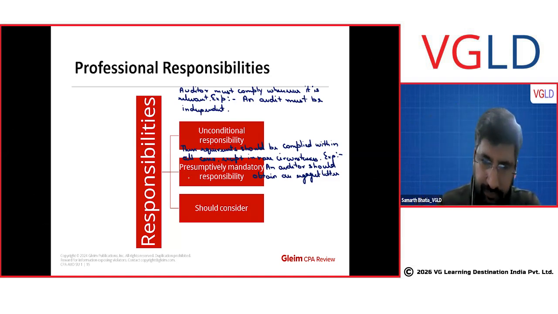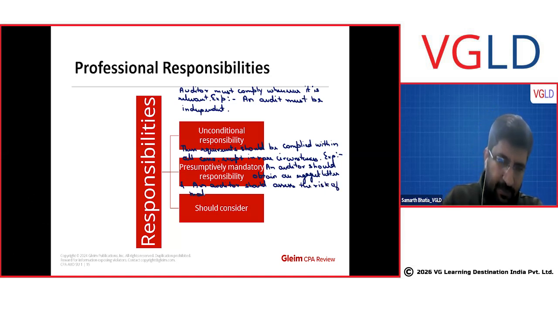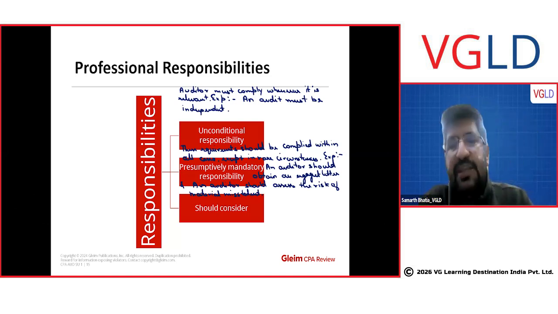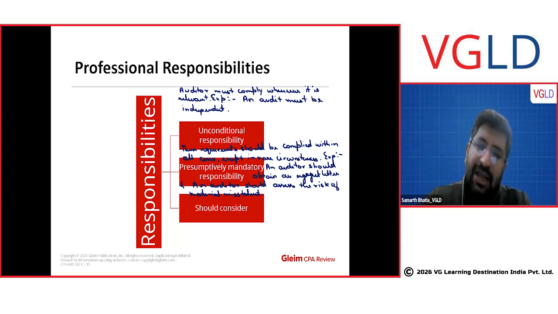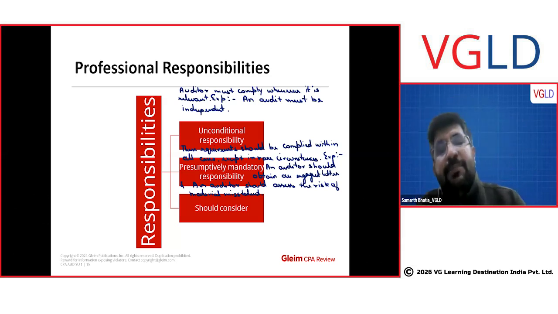So next is an auditor should assess the risk of material misstatement. So this is something presumptively mandatory responsibility. So I would say these are the mandatory responsibilities, but departure is allowed in rare circumstances.